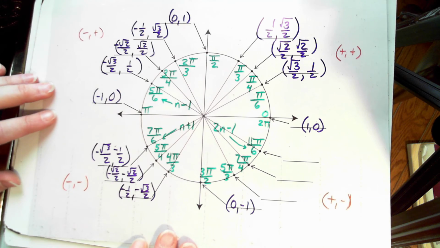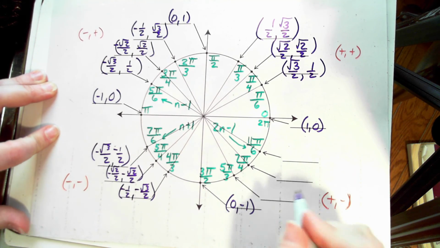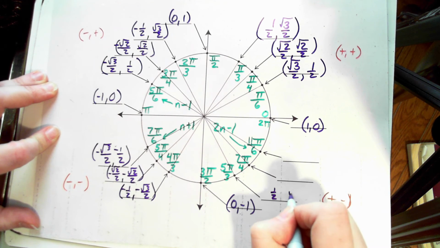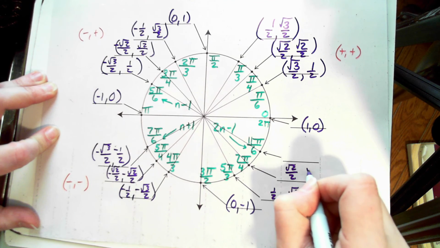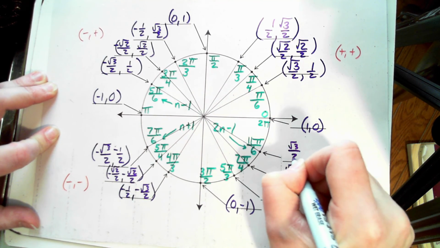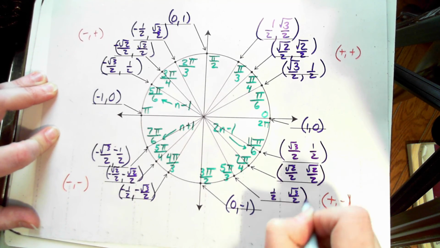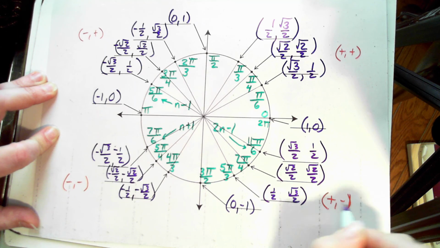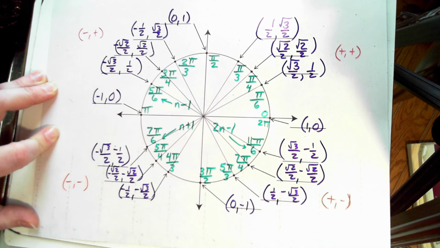Okay, and finally, I'm just going to reflect these over to here. So this one comes right here. So it's 1/2, square root 3 over 2. Square root 2 over 2, square root 2 over 2, and square root 3 over 2, 1/2. And again, I just need to adjust the signs based on the quadrant. It's positive, then negative. So this is negative, this is negative, and this is negative.